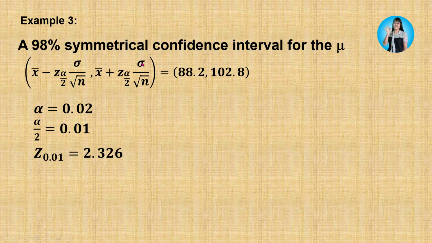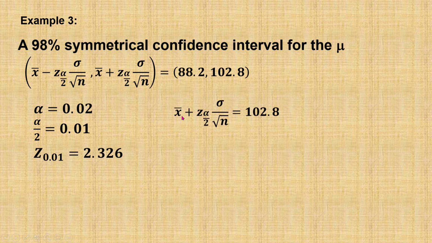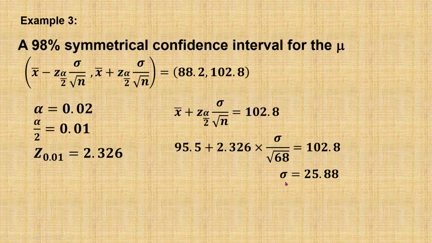In order to find sigma, I can use either the lower limit or the upper limit for the calculation. Here I choose the upper limit. That is, the upper limit is equal to 102.8, and I substitute x bar, 95.5, the z value and the sample size. After calculating, I find that the standard deviation is 25.88.